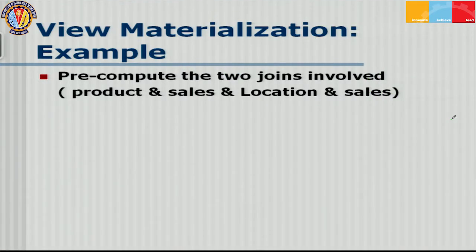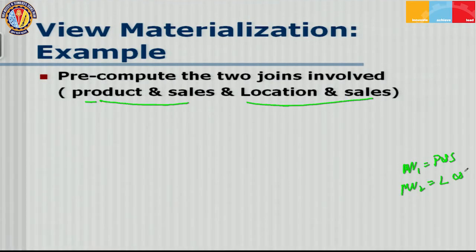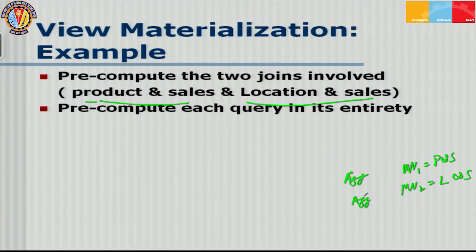So, recompute the two joins involved, that is product and sales. If I just do the joins involved, because joins, as you know, are expensive, I would have one materialized view, materialized view 1, which would be product join sales, and another materialized view which is location join sales. So in the first query, I would only need to do the aggregation part, and similarly in the second one, I will have to do only the aggregation part. The joins are already pre-computed.